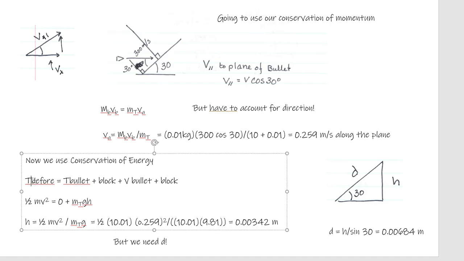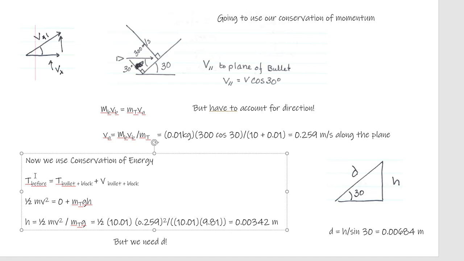So we're going to look at the total energy before. The total energy before is going to equal the total energy of the bullet plus the block. We'll do it this way, we'll just make it simpler on ourselves. And then we get the potential energy of the bullet and the block at the end, and that's our conservation of energy equation.